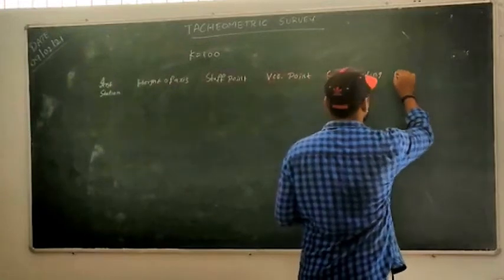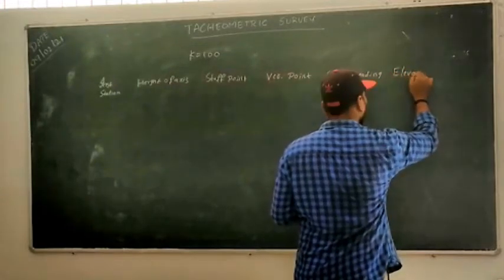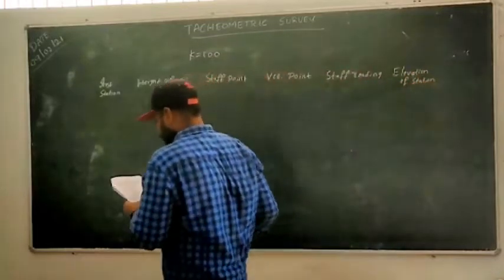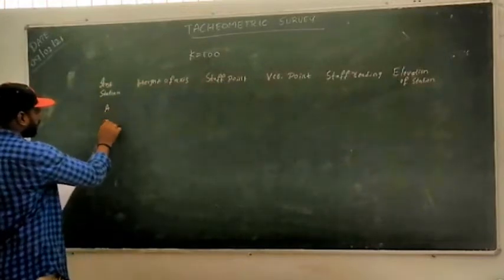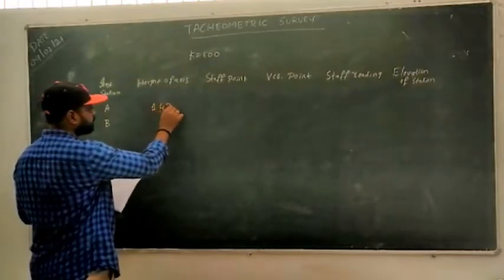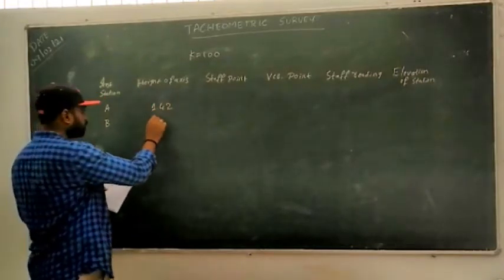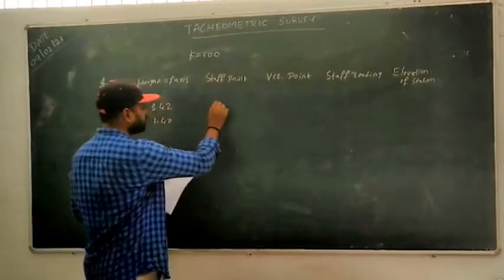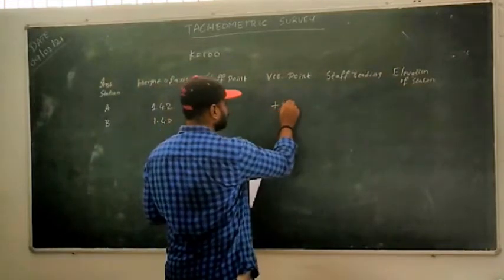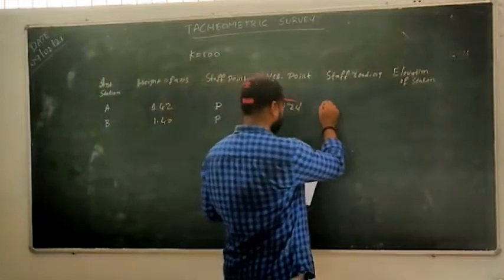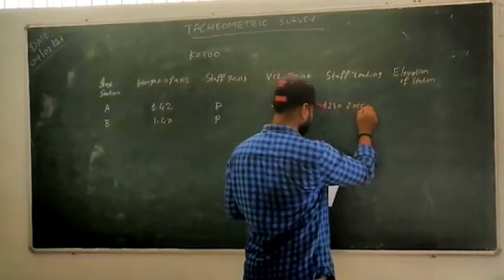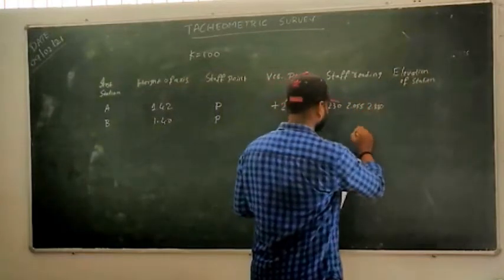So write down these columns. The first column is instrument station A and B. For that instrument station, the height of the axis is directly given, that is small h. That is for A 1.42, for B 1.40. And the staff point will be the same, P. The vertical angle is given, one is plus 2 degree 24 minute, and the staff readings are given, that is 1.230, 2.055, 2.880.